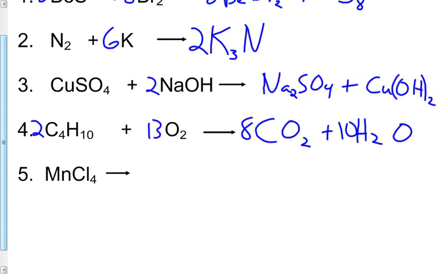And last one, we've got manganese and chlorine together, decomposing into manganese and chlorine. Either of those special? Yes, chlorine is special. 1 mark for manganese, 1 mark for Cl2, and then to balance, we need a 2 there. And that'll do it.